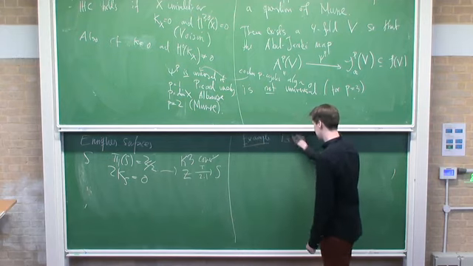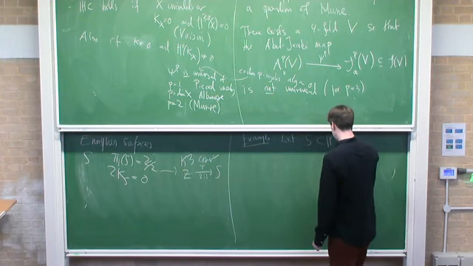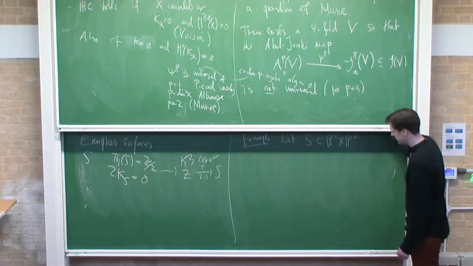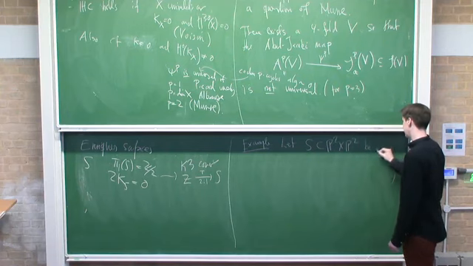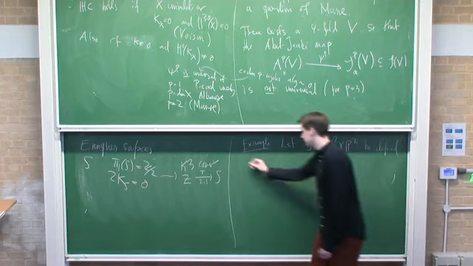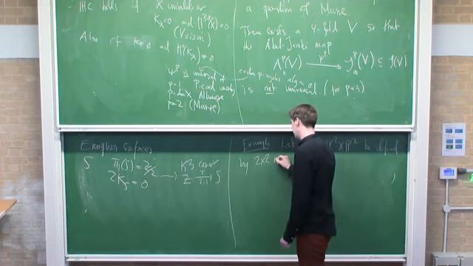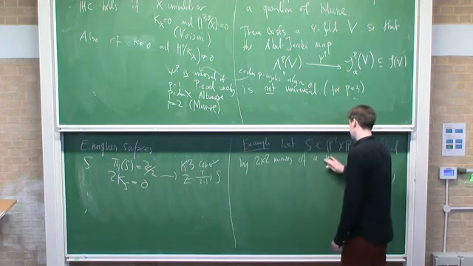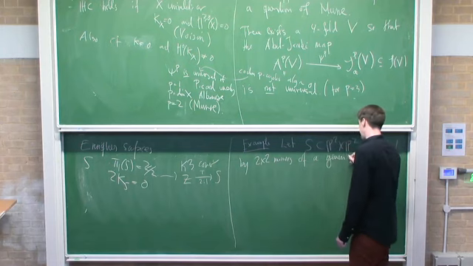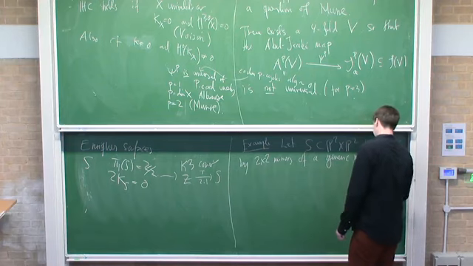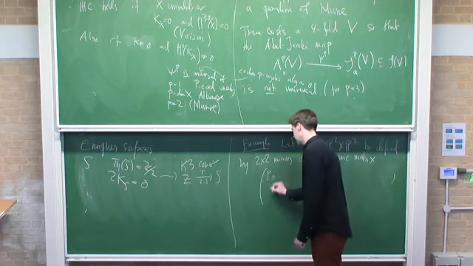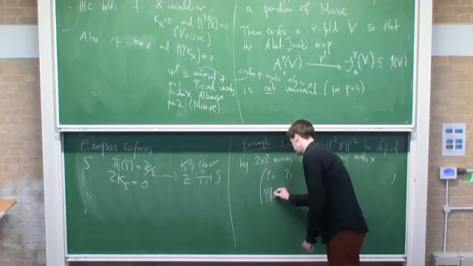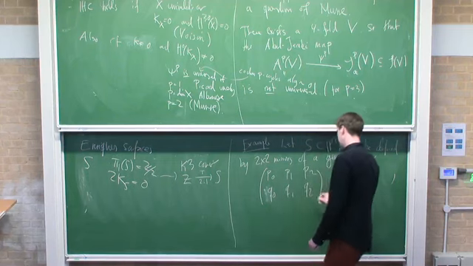So let S be the subset of P2 cross P2, sorry, defined by the 2 by 2 minors of a generic matrix with entries P0, P1, P2, Q0, Q1, Q2. Where are the degrees here?